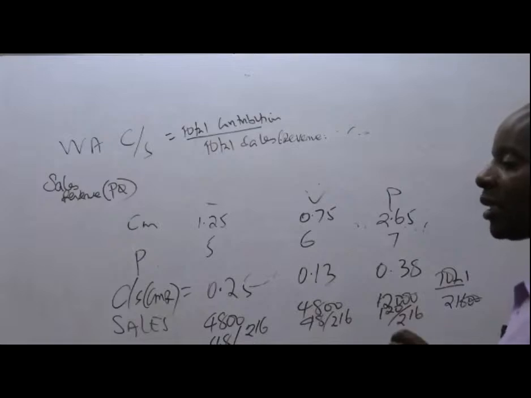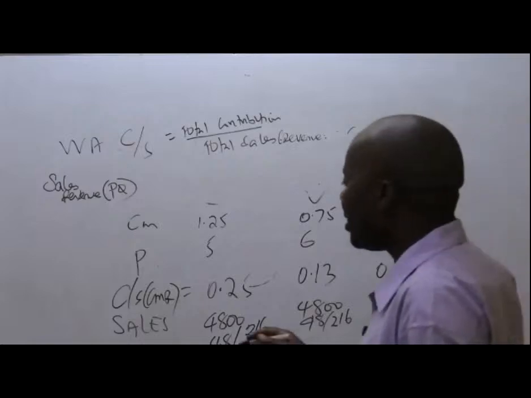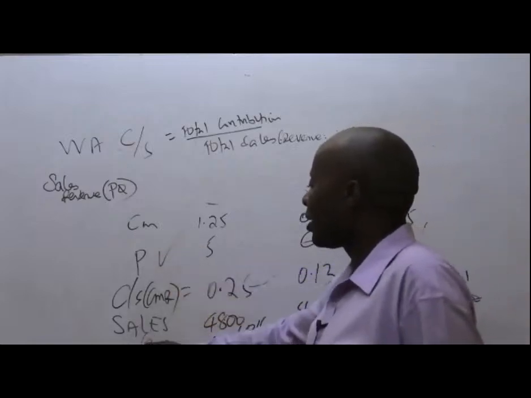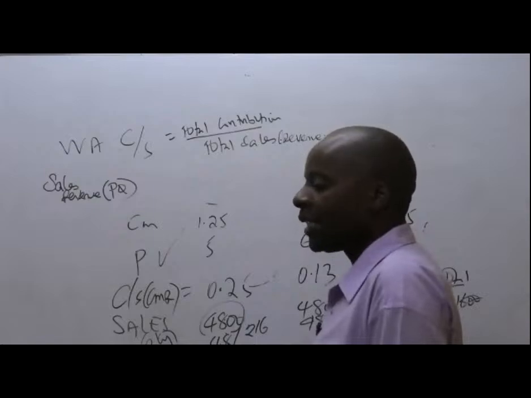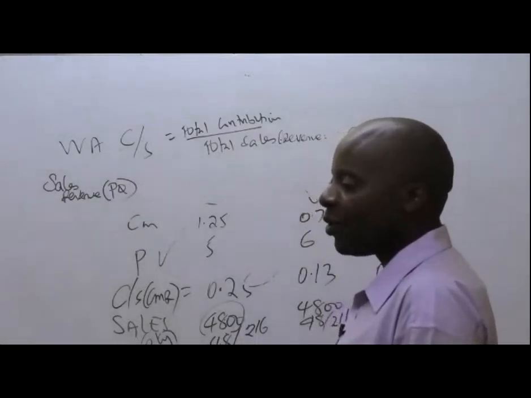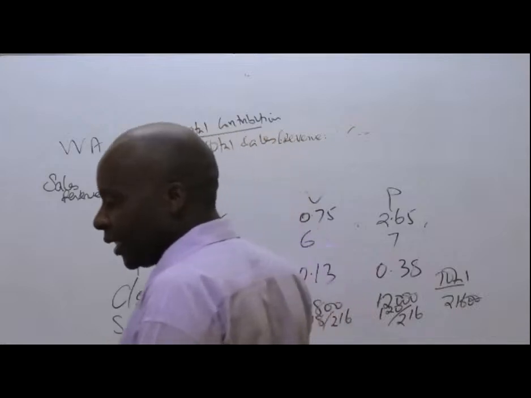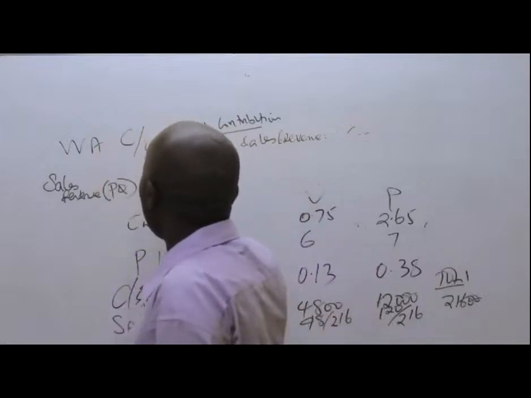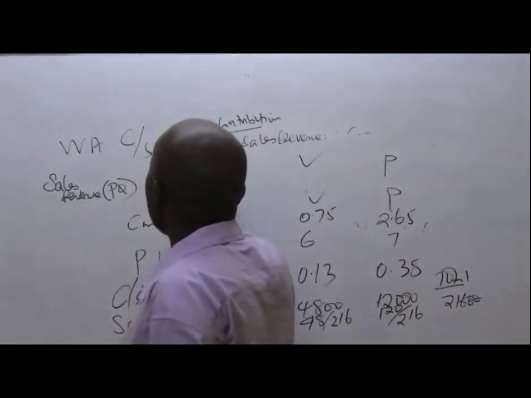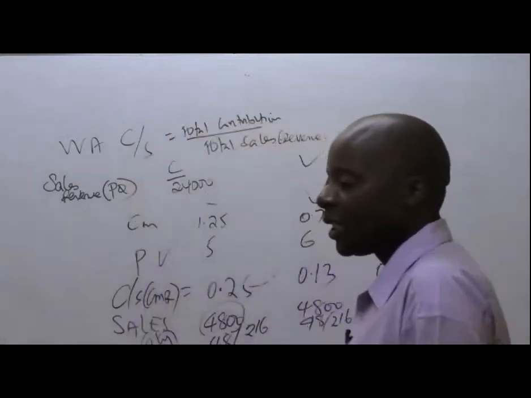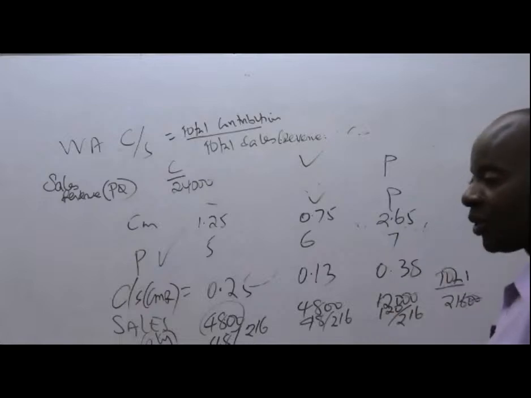I've given you a hint that to get sales revenue, we normally take price times quantity. So we have the price here and we have the quantity there. So 5 times 4,800, 24,000 according to Lokai. Thank you very much. So the sales for C is 24,000. How about V? Nobody has given me the sales revenue of V.